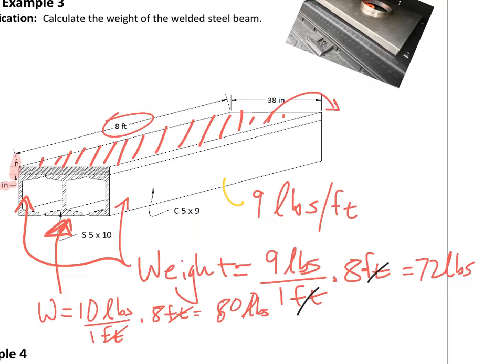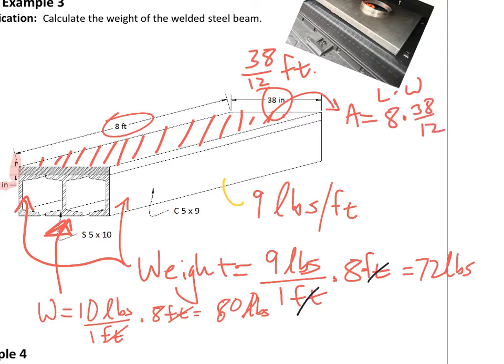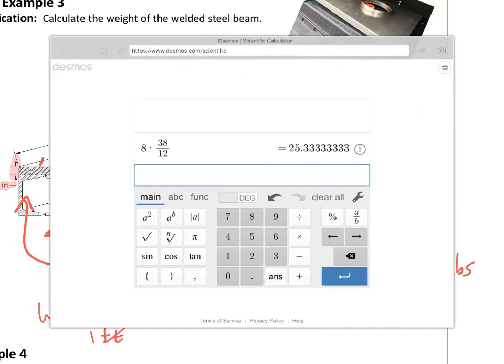Now we got to watch out because the area here, we want it in pounds per square foot. So this is 38 inches. Well, how many feet is that? If I take 38 and divide it by 12, that's going to give us how many feet? It's not quite 4 feet. It's a little over 3 feet. So let's just leave it as 38/12. So the area is length times width. The length is 8 feet. The width is 38/12. And if we multiply this up, we have 8 times 38/12 gives us 25.3 repeating.